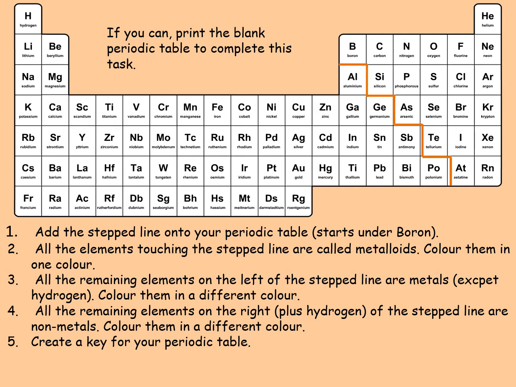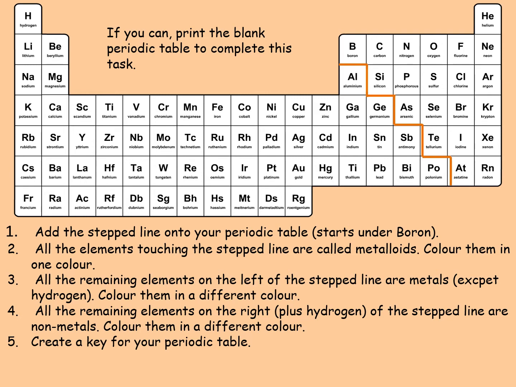Sometimes you will see astatine down at the bottom right here referred to as a metalloid as well, but generally it's also considered to be a non-metal because it fits into this group called the halogens. So those will be our non-metals. So for the first part of here, once you've added on your stepped line onto your blank periodic table, all the elements touching the step line, apart from aluminium here, are metalloids. So you can color those in one color on your periodic table.